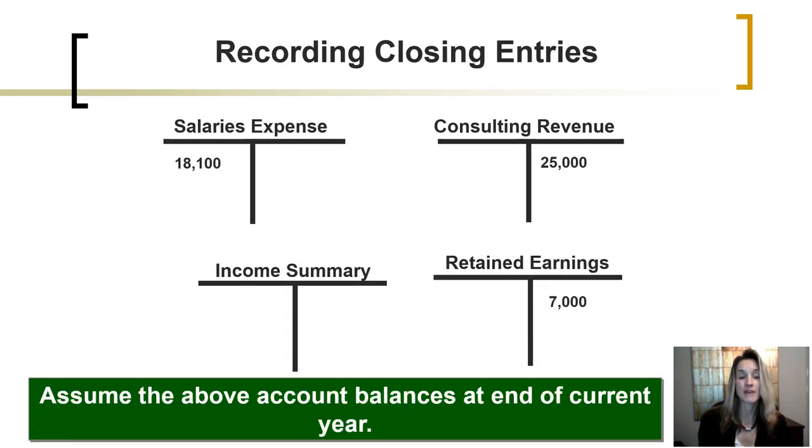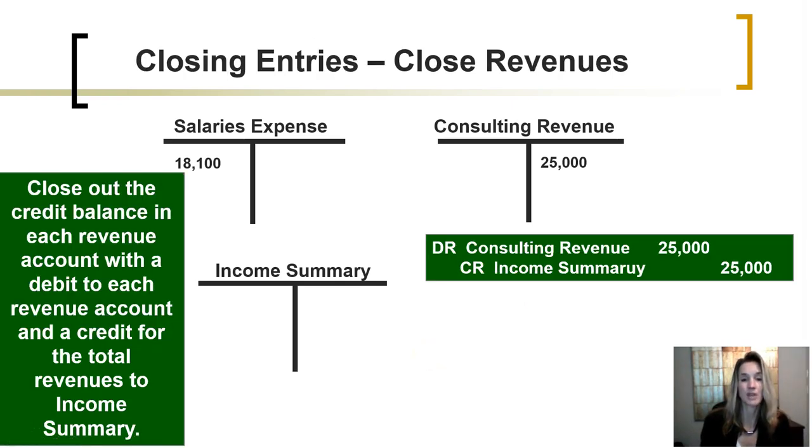We're going to assume that the above account balances are existing at the end of the accounting period. So financial statements have been prepared, and we are now getting ready to start recording transactions for the new accounting period. But before we can do so, we need to take these balances that reflect transactions from the accounting period that just ended and close them. The first closing entry is to close out the balance in each revenue account. In the general ledger, we see that all revenue accounts have credit balances.